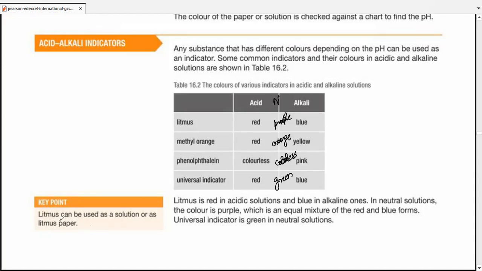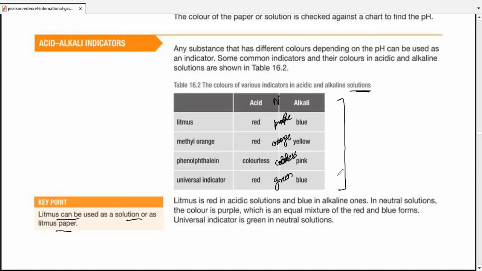All right. Litmus can also be used as a solution or litmus paper. Litmus paper only comes in two colors, red and blue. Blue can be turned to red in acidic systems, and red can be turned to blue in alkaline systems. That goes for litmus paper. All these are actually solutions. So remember, these are all solutions.